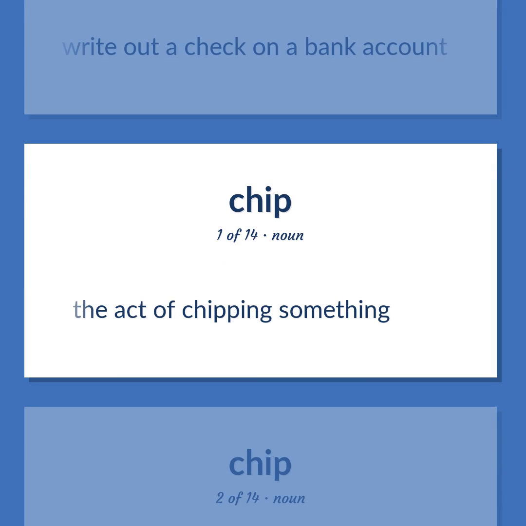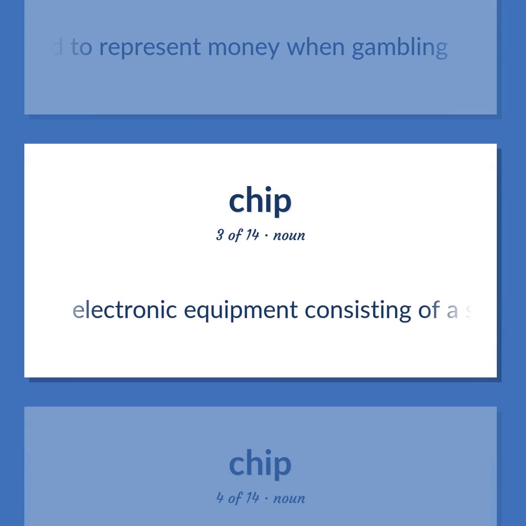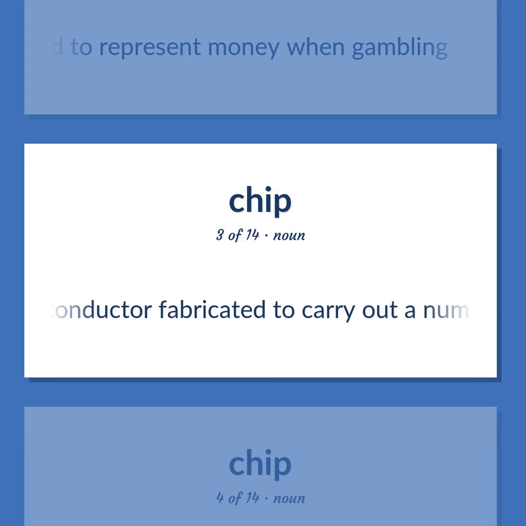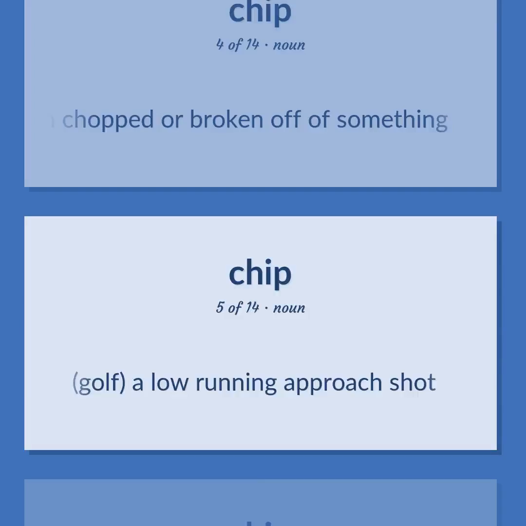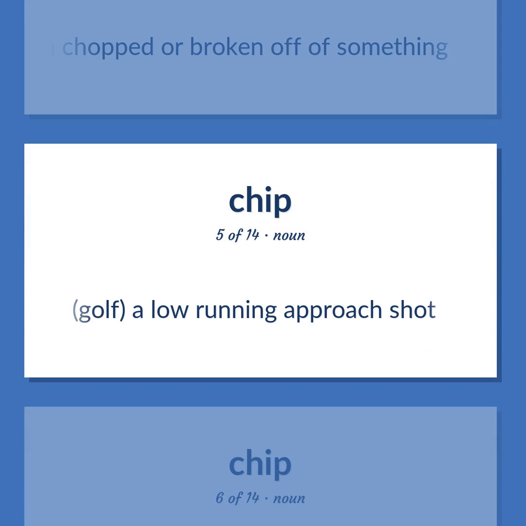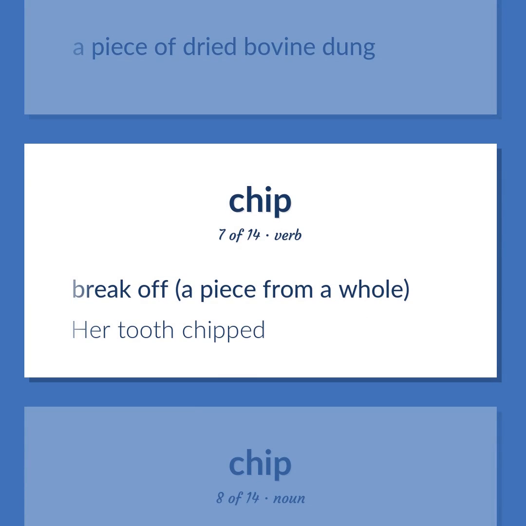The act of chipping something. A small disc-shaped counter used to represent money when gambling. Electronic equipment consisting of a small crystal of a silicon semiconductor fabricated to carry out a number of electronic functions in an integrated circuit. A mark left after a small piece has been chopped or broken off of something. Golf. A low-running approach shot. A piece of dried bovine dung. Break off a piece from a whole. Her tooth chipped.